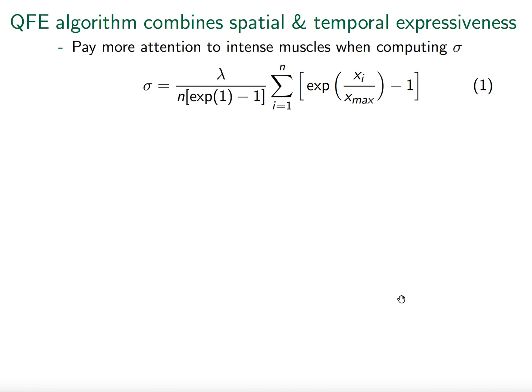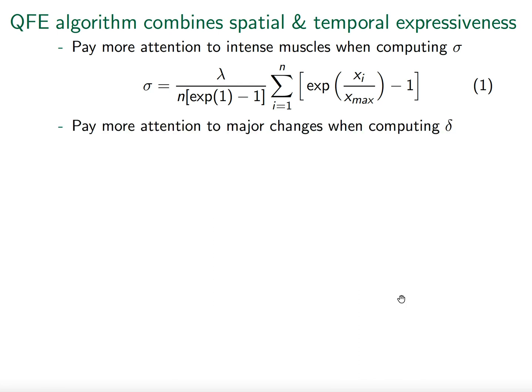The proposed algorithm combines spatial expressiveness and temporal expressiveness. To compute the spatial expressiveness sigma, we use facial muscle movement, or action units, and we pay more attention to the most intense muscles. And we keep the sigma in between 0 and lambda.